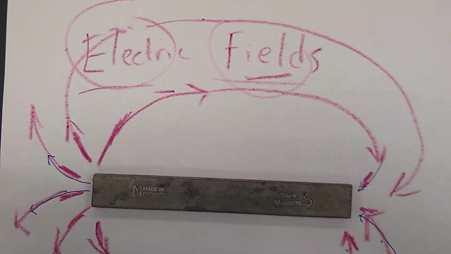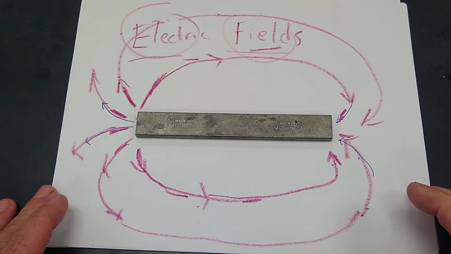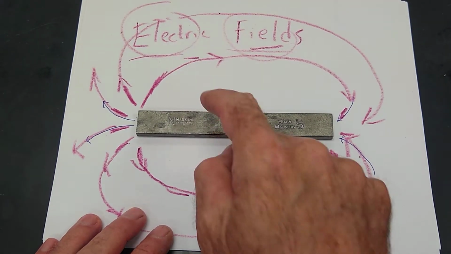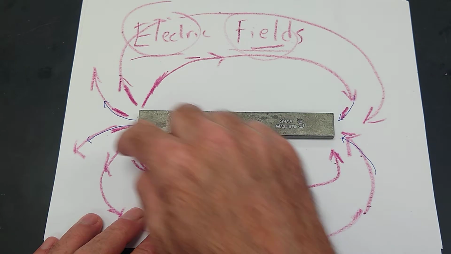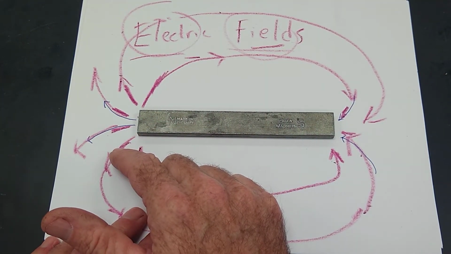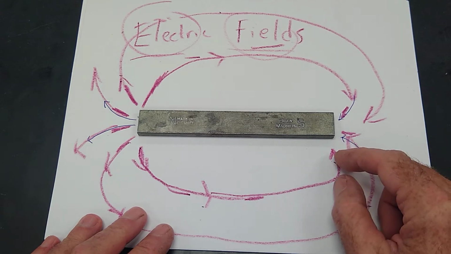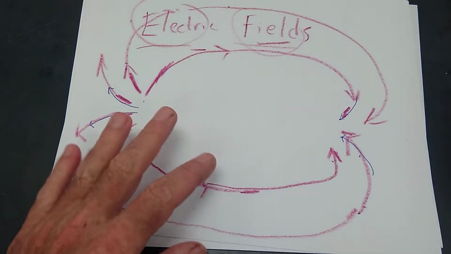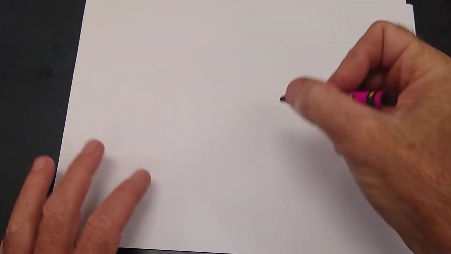And let me pause this. We have a little better angle there. So this is a magnetic field I've drawn. The magnetic field emanates from the north end of a magnet and goes into the south end of a magnet. Well, let's talk about an electric field.